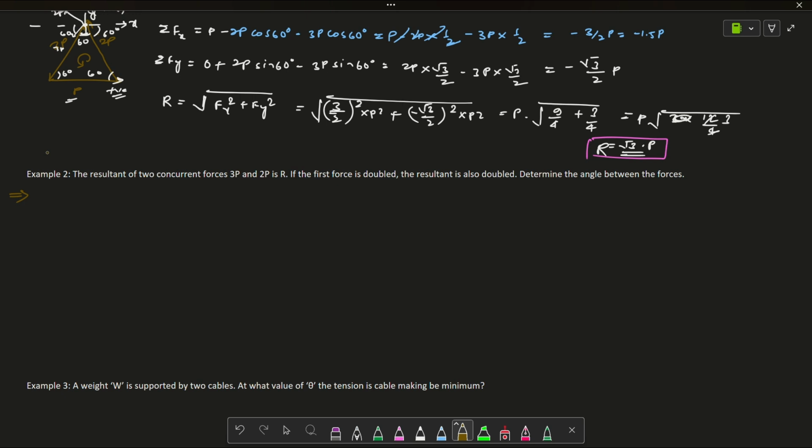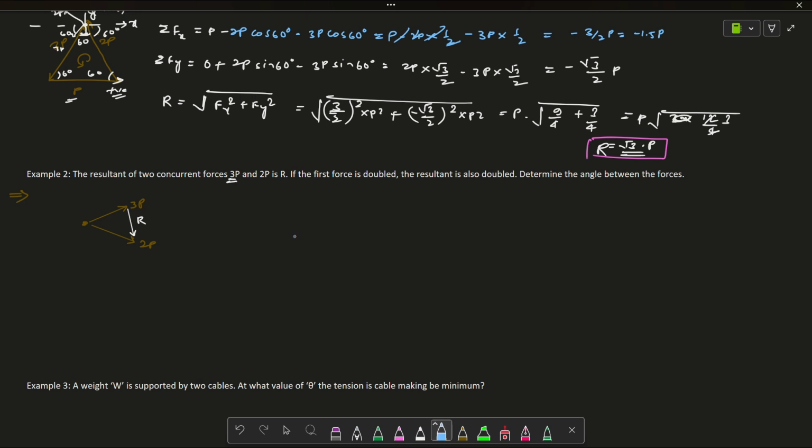The resultant of two concurrent forces means they are acting at the same point. So let's suppose one force is 3P and another force is 2P, and the resultant force is R.